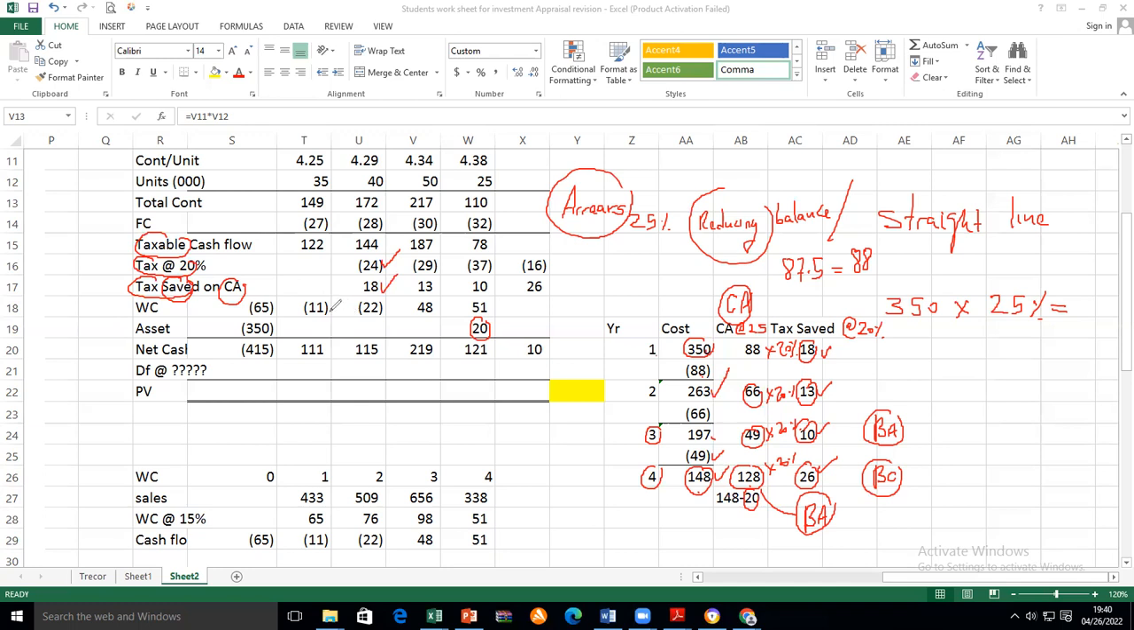We now get to the last one, which is the working capital. We've been told the formula for working capital. Let's say working capital is 15% of sales. So before we can trade in year one, we need working capital, which is 15% of sales.